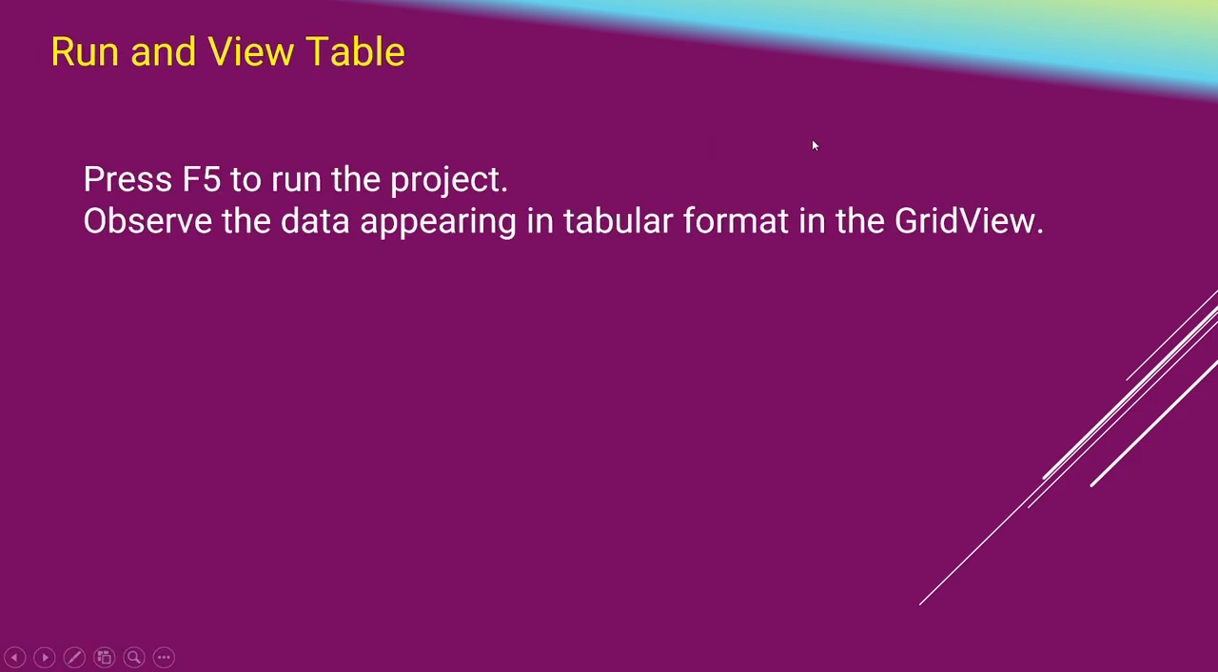Now, it is time to see our work in action. Press F5 to run the project. Once it loads in your browser, you should see the data displayed in a tabular format within the GridView. This confirms that our data binding is functioning correctly and the data is being presented as intended.